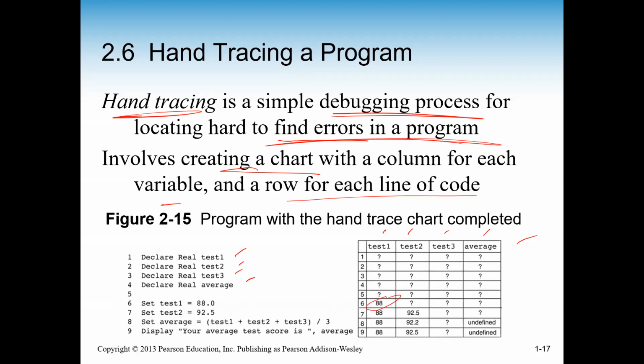Then on step 7, you add a value to test 2. So now the value of test 1 is still 88. That hasn't changed. And the value of test 2 now is 92.5. The other ones are blank. Then you perform the average calculation, right?